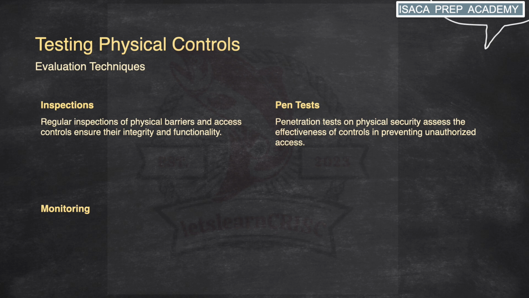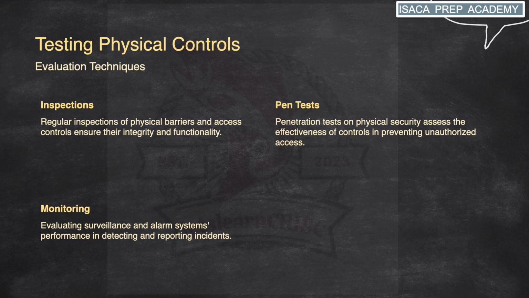Next, about the monitoring. Friends, monitoring involves the ongoing evaluation of surveillance and alarm systems to assess their performance in detecting and reporting security incidents effectively. This process includes regular checks and analysis of surveillance camera footage, alarm system alerts, and other monitoring data to ensure that these systems are functioning as intended.